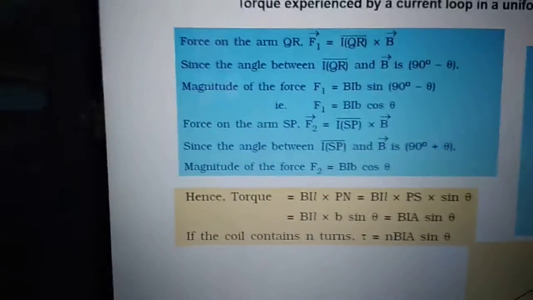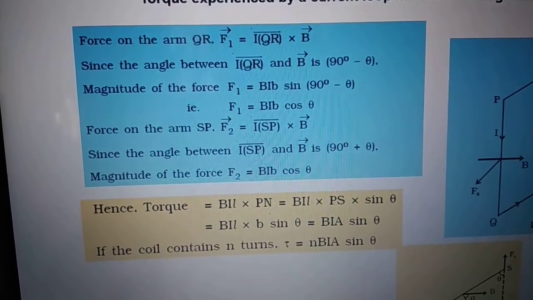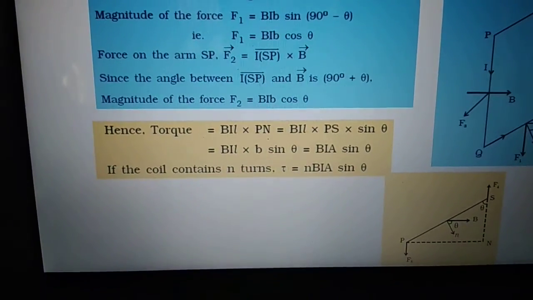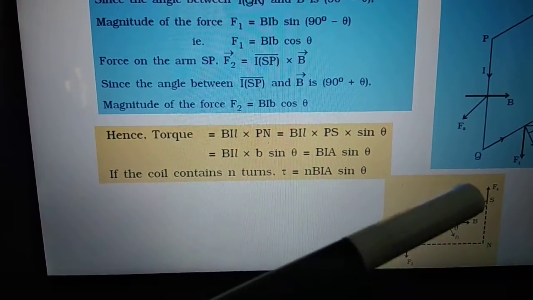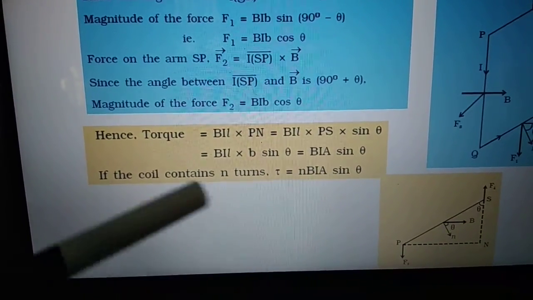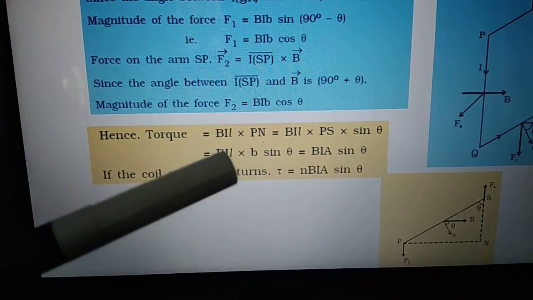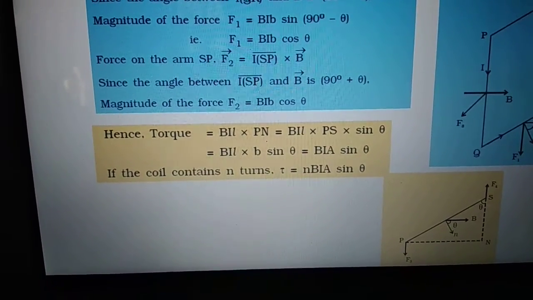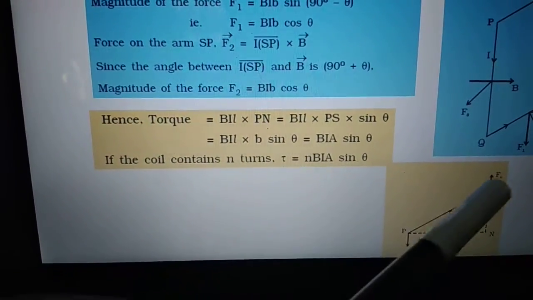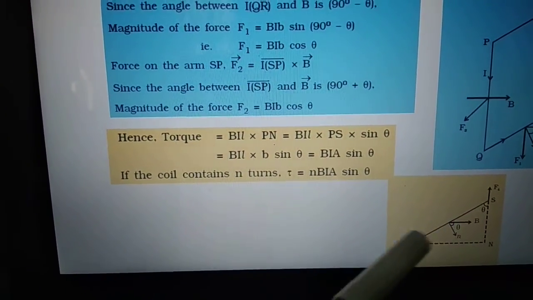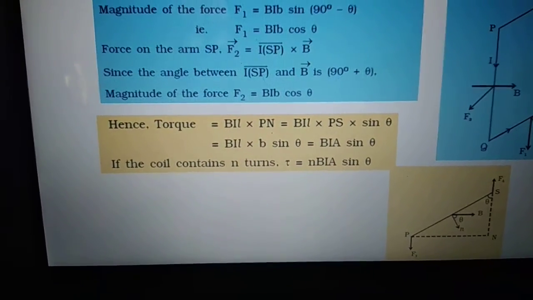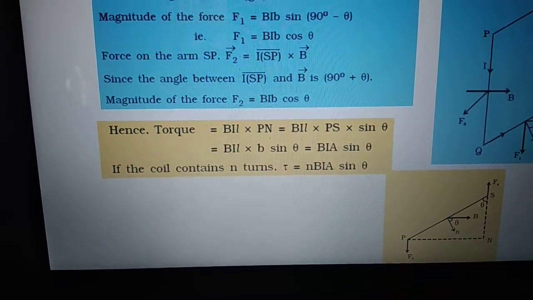So force due to each arm, I have already told you, we have calculated, that is BIL. We already know the formula. But when we try to figure out the angle at which these two forces are acting onto each other, I get the final expression for torque, because torque is equal to R cross F. R is the perpendicular distance between the two forces. So when I calculate this value, the length of this arm, PS, right? So it will come as BIA sine theta.